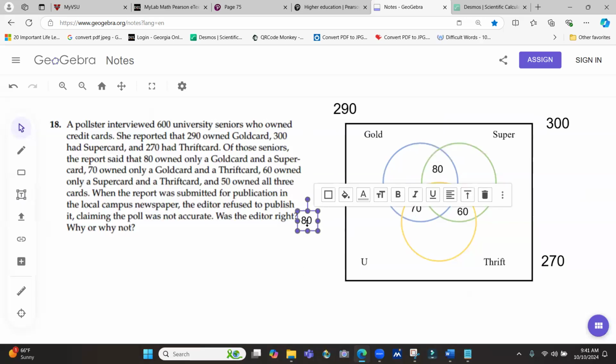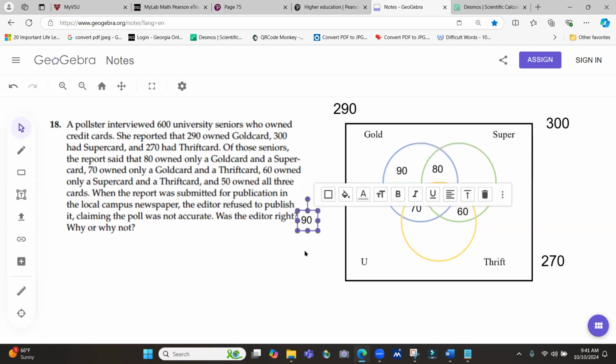It doesn't say that 90 owned only the gold card, but you can infer it. You can deduce it. 90. Same thing here. To find this number, you will subtract from 300, 50 plus 60, which is 110. 110 plus 80 is 190, and you'll get 110.